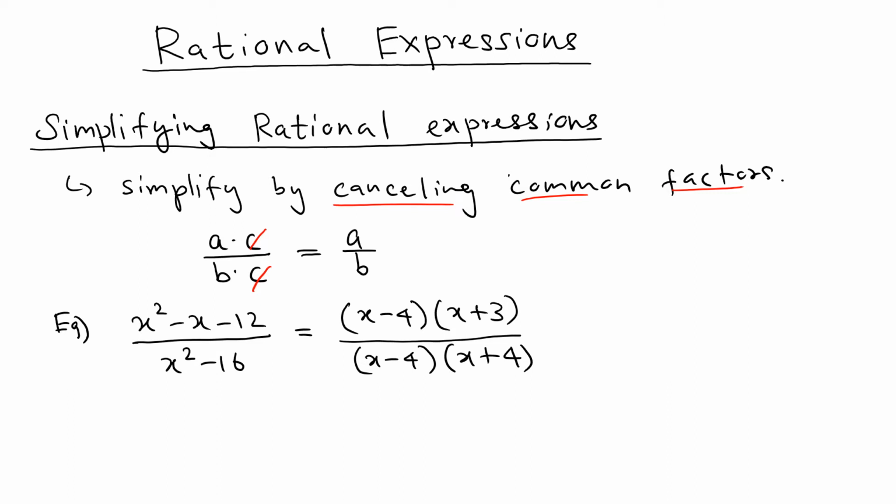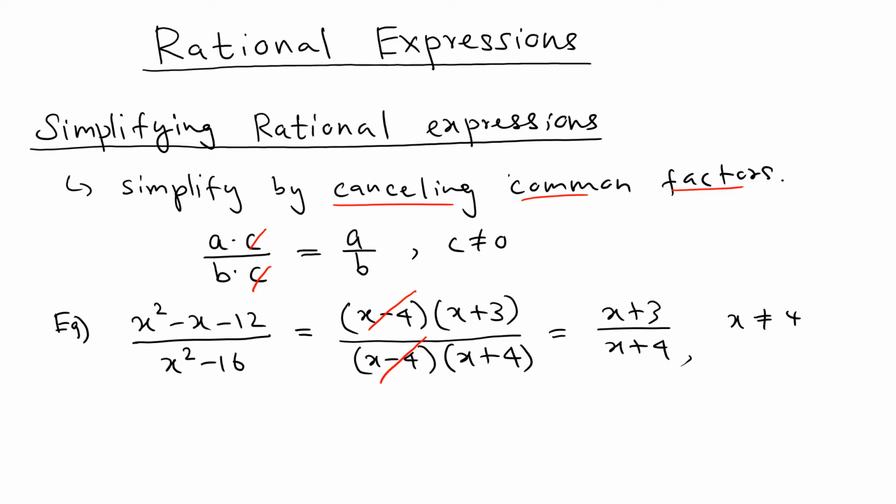So now since x minus 4 is the common factor, we're going to cancel it out. So we're going to get the rest: x plus 3 over x plus 4. It's very simple, and you can see that we cannot simplify this further than that. And this one is valid only when x is not equal to 4. So the assumption here is that c cannot be 0, which means in this case x cannot be 4. Okay, so that's how you simplify these rational expressions.